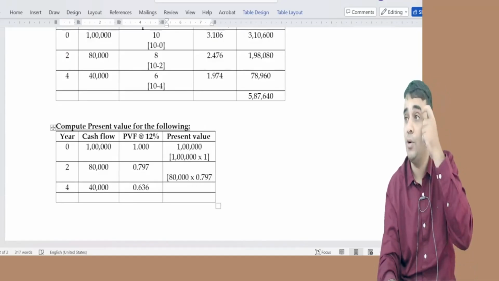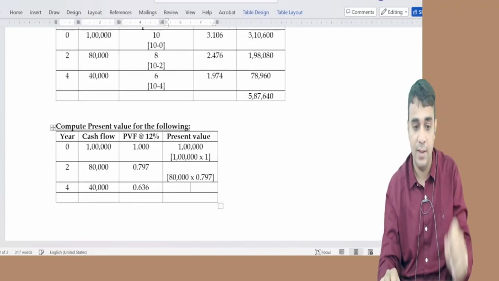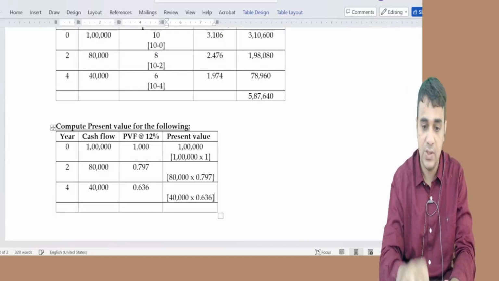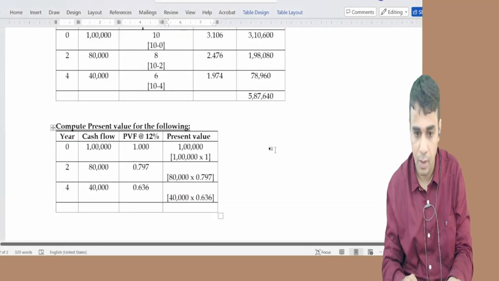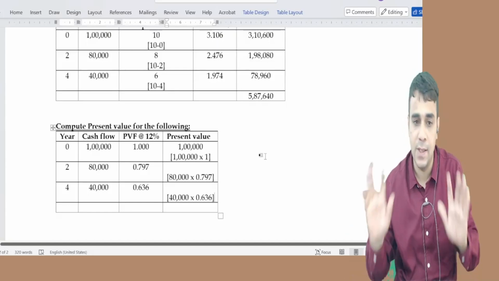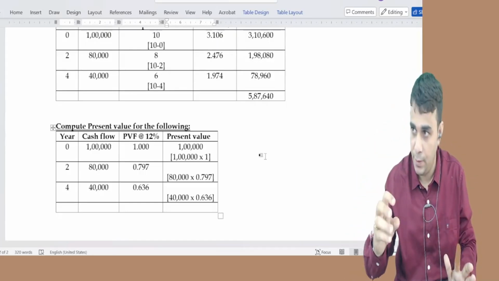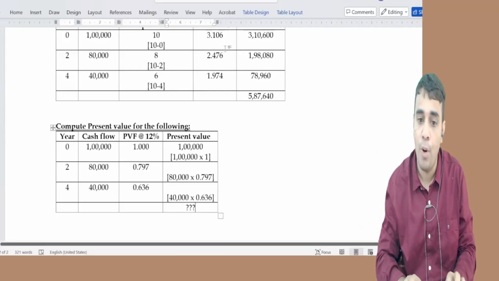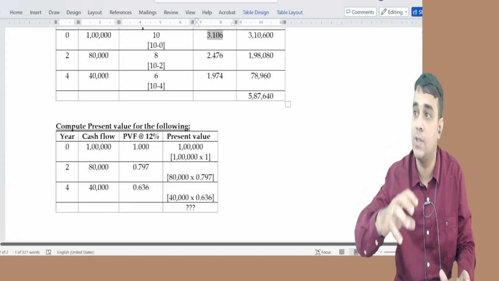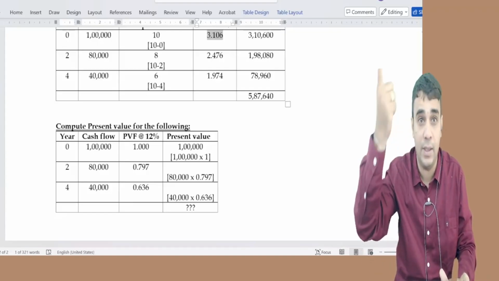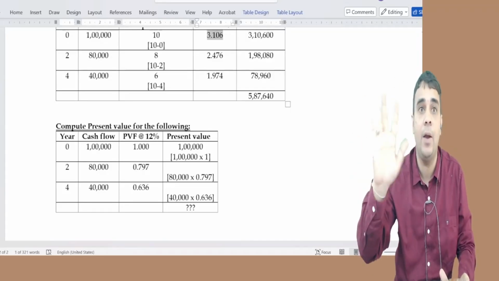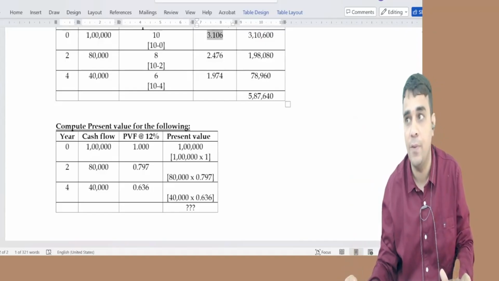80,000 into 0.797, and this is 40,000 into 0.636. Give me a minute. You'll get the present value. Whatever value you get here, you want to compound it with 3.106 from year 0, to take that one value to the 10th year. You will get 587,640, up and down rounding of difference. There can be some rounding of difference.